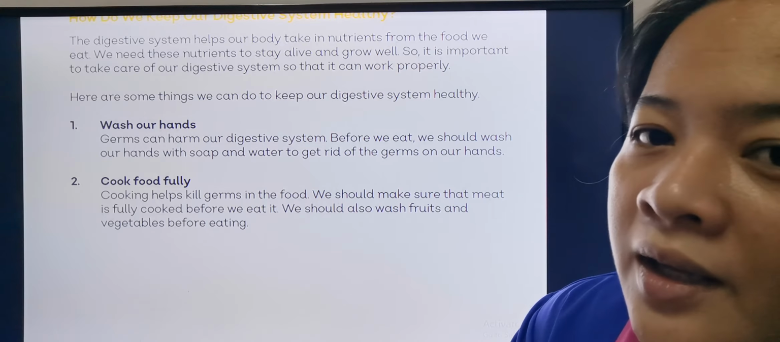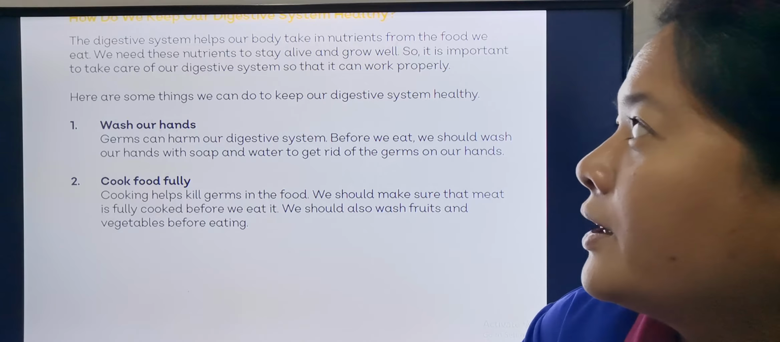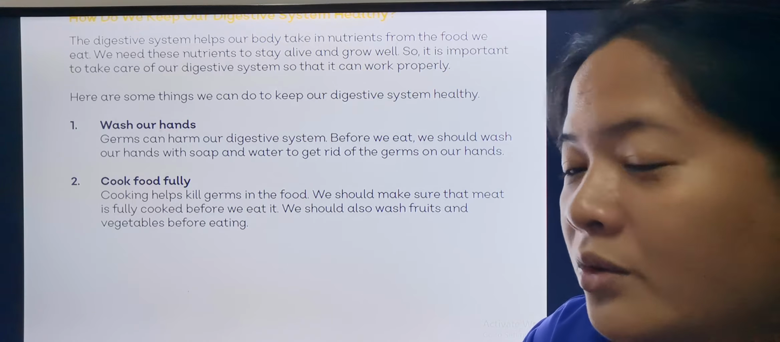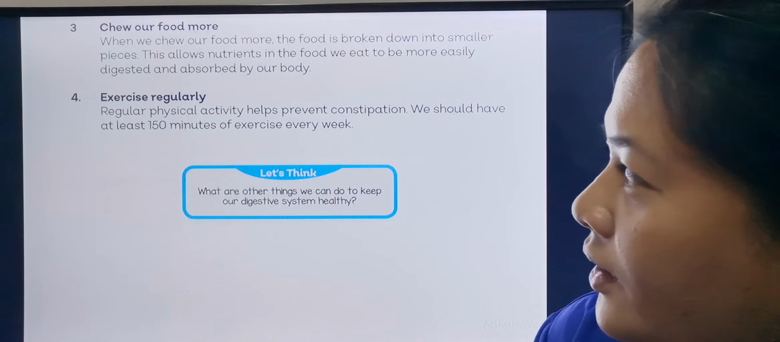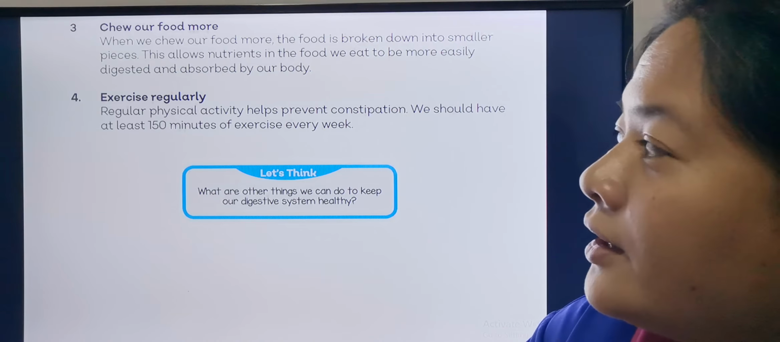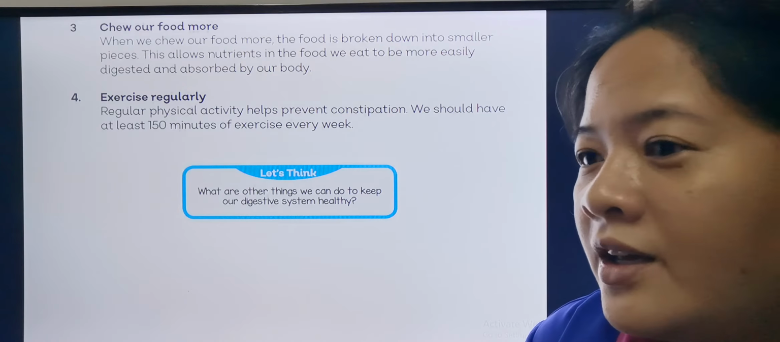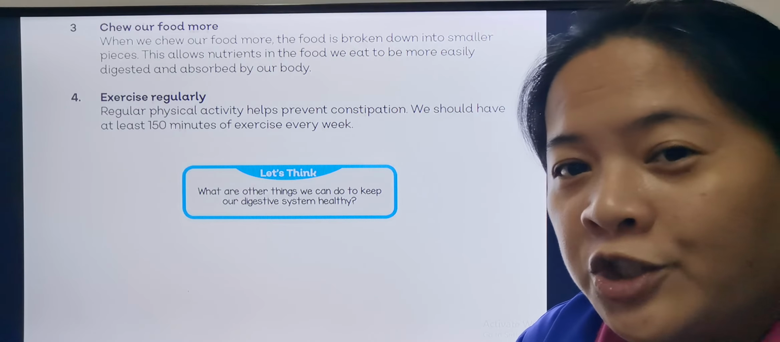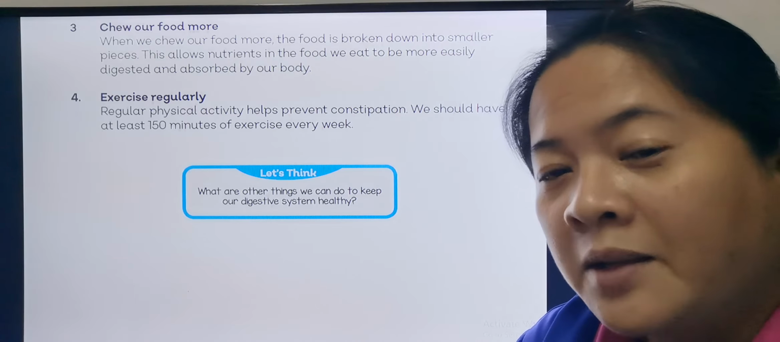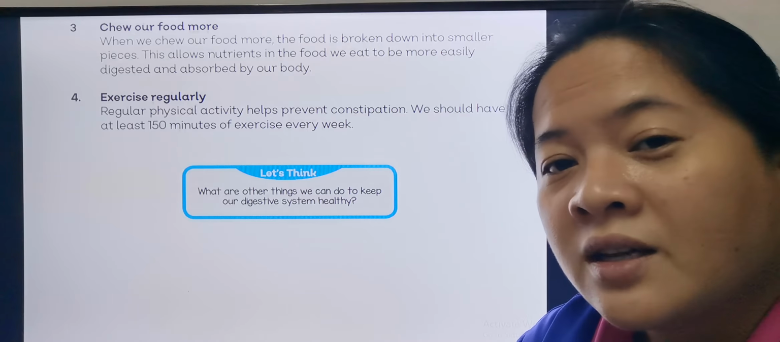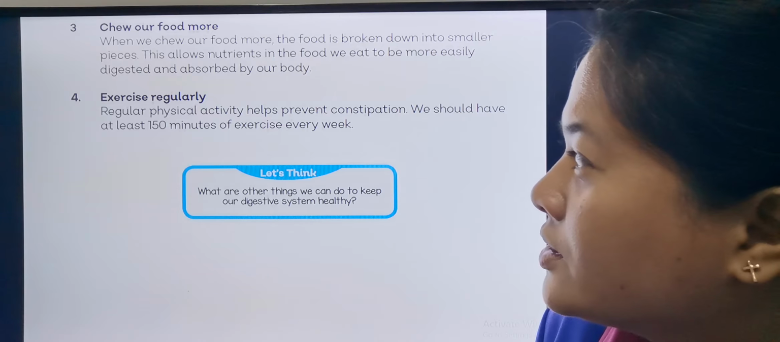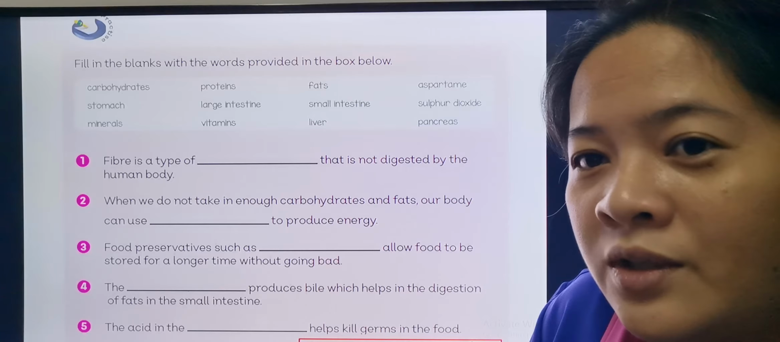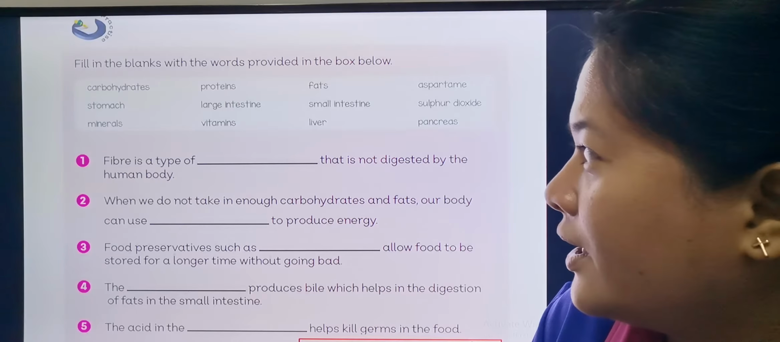And we also discussed how do we keep our digestive system healthy. Number one, we should wash our hands, cook food fully, chew food more, and exercise regularly, okay? And I also added last week that we should eat fruits and vegetables because they contain fiber that helps in digestion and prevents constipation, okay? So last week I asked you to answer this one in your student book.